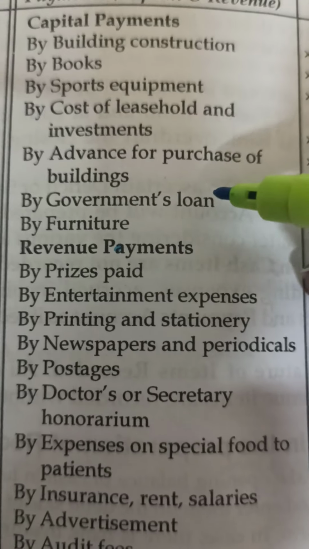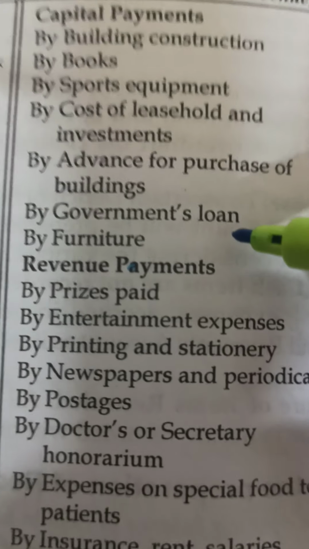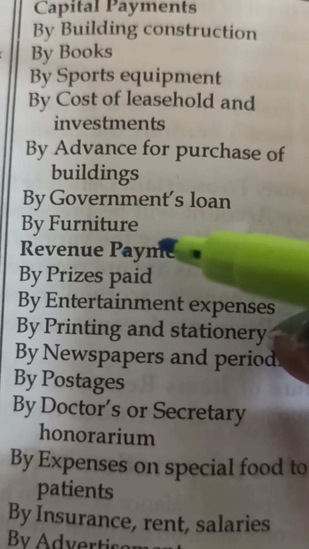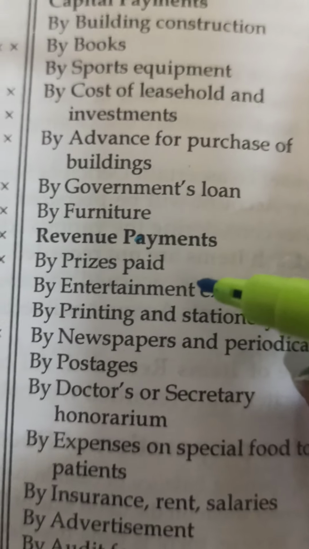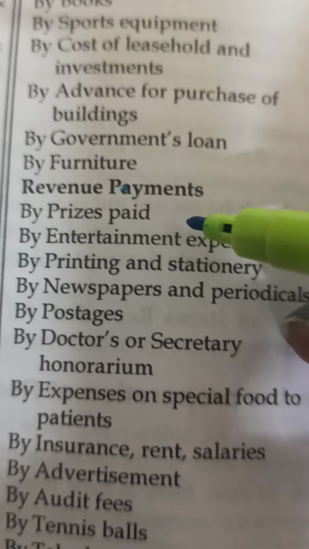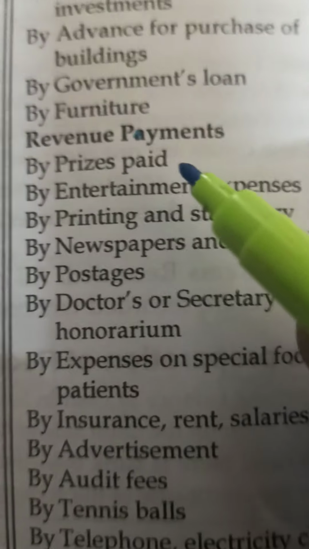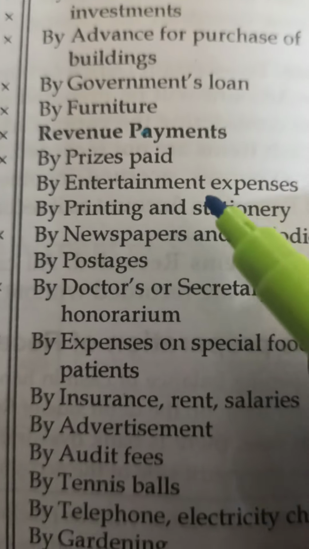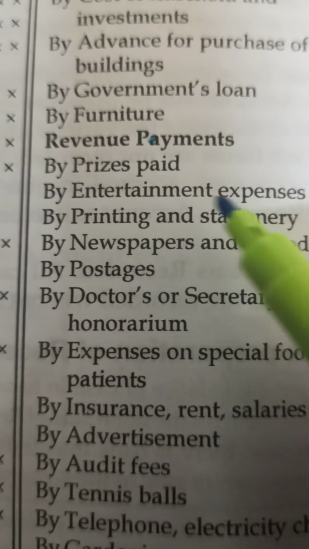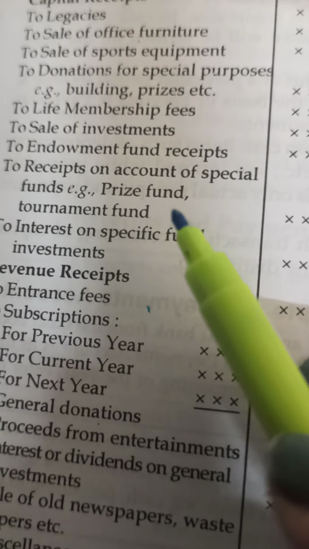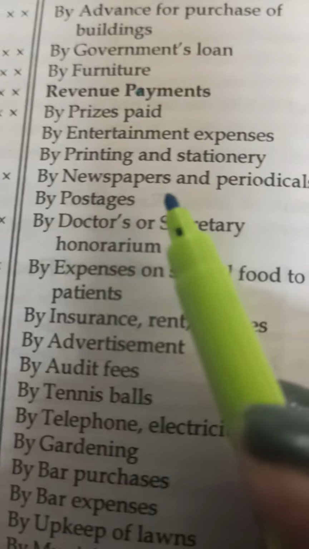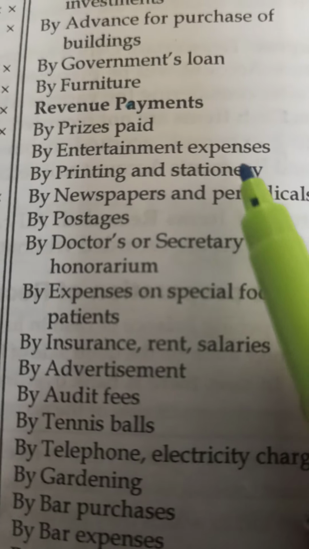purchase of building, government loans, anything government loans that are paid, buy furniture. Then the recurring payments, prices paid, the very recurring amount, recurring feature, entertainment expenses. Entertainment receipts was taken here, and entertainment expenses will be taken here.